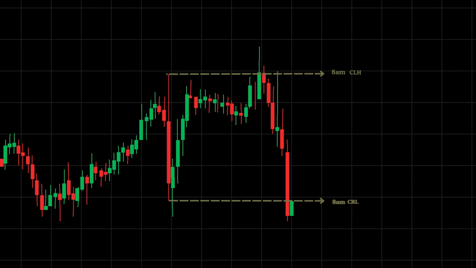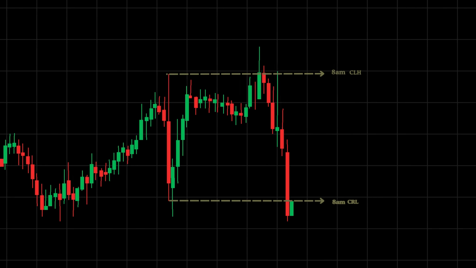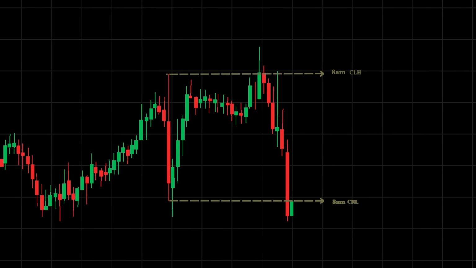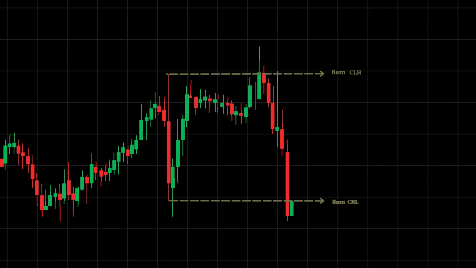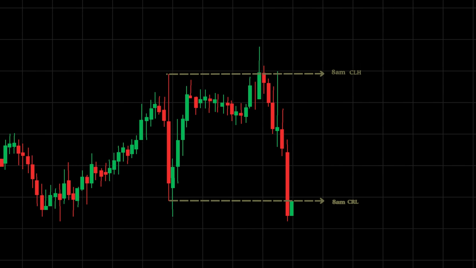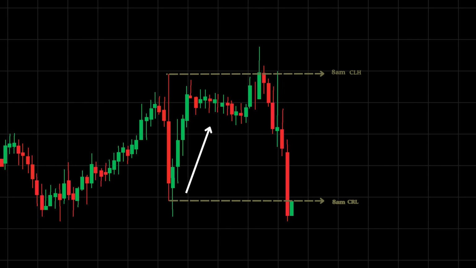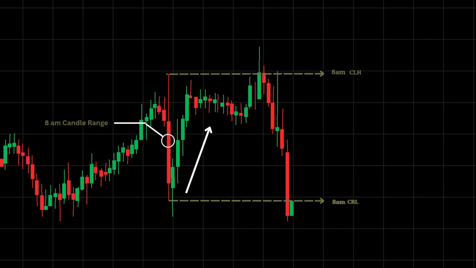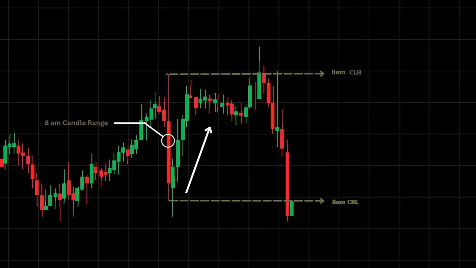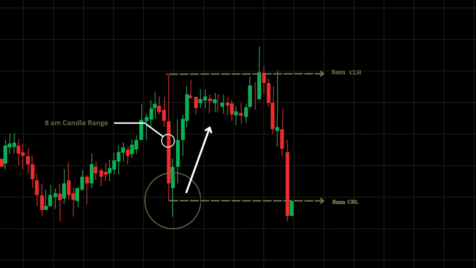Now let's break down a textbook CRT model on the EUR/USD 1-hour time frame. Looking at the chart, we can see a perfect setup built around the 9 a.m. candle. This candle acts as our CRT range candle, and right off the bat, we can spot all three components of the Power of 3.